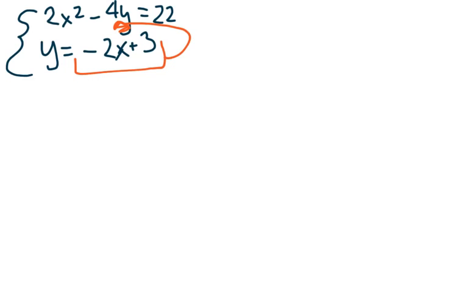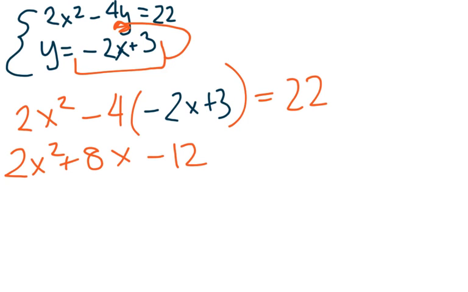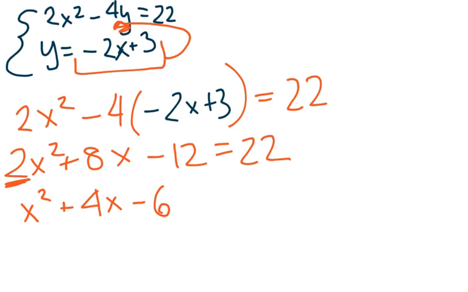If we plug negative 2x plus 3 in for y in the first equation, we get 2x squared minus 4 times our equation for y, negative 2x plus 3, equals 22. Now we can expand and try to solve for x. That leaves us with 2x squared plus 8x minus 12 equals 22. If we divide everything by our leading coefficient of 2, we're left with x squared plus 4x minus 6 equals 11.